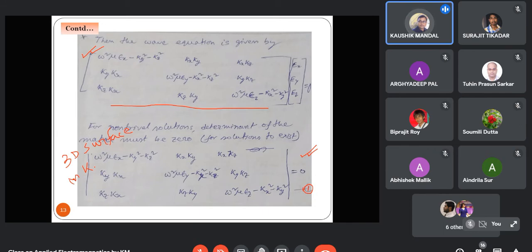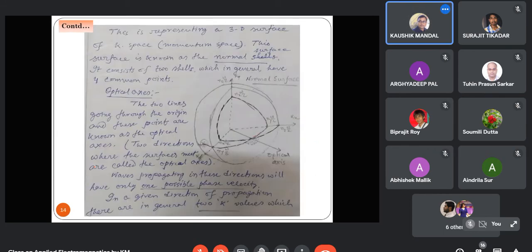So if you consider the overlapping of 2 shells, or better to move to the next slide. Oh, it is directly mentioned. It is represented as a 3D surface in K space, where K is the propagation vector, and the corresponding surface is known as the normal surface. So it basically consists of 2 shells. So if you consider the overlapping of 2 shells, what will be the number of common points or crossover points?